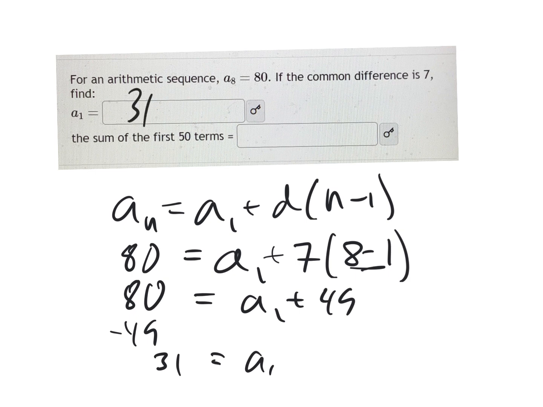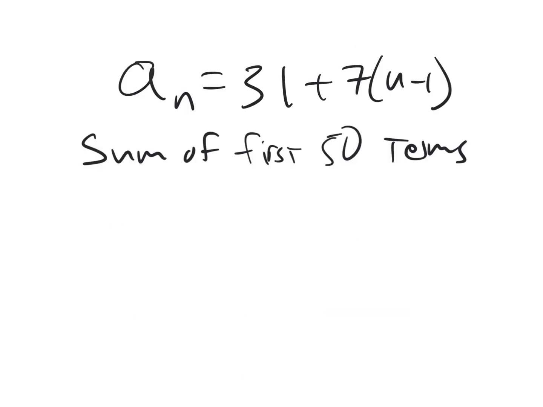Now to get the sum of the first 50 terms, I need to do a couple of things. Let me do some erasing. I'll go to the next slide. Okay, so I know the first term is 31. I don't know the last term. I do know there's 50 terms, and then divide by 2, right?